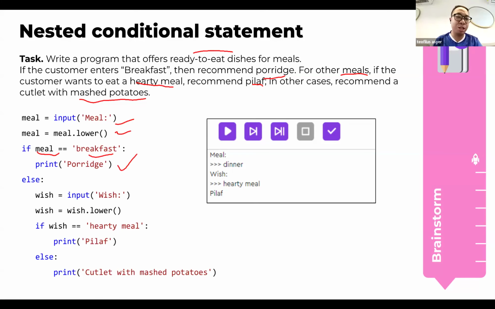And the otherwise, now this is a little bit tricky. The otherwise is actually pretty much a new question. So you have to prepare another question again because you see that there are multiple choices outside the breakfast. So you have to copy paste the question from here. You got it? Yeah. And then also copy paste the lower. And after that, you can make another if else. So if the wish is hearty meal, you will recommend pilaf. Otherwise, other than breakfast, other than hearty meal, you will recommend mashed potatoes. Okay?